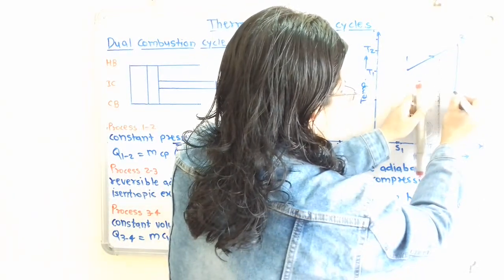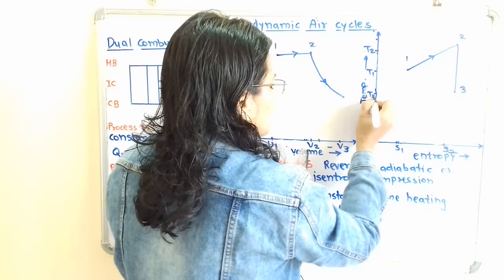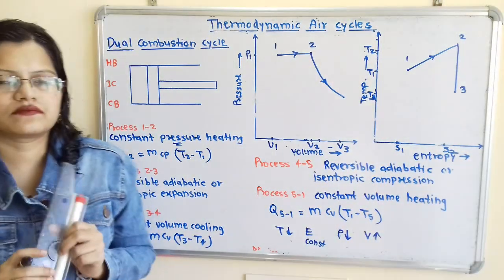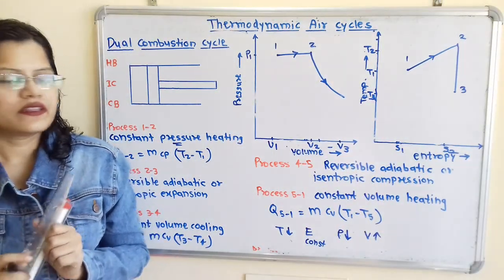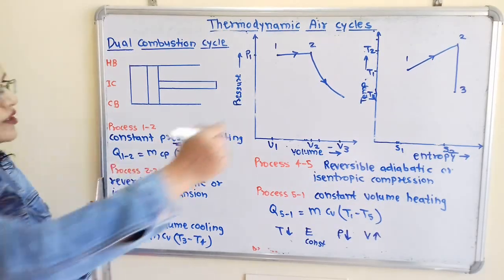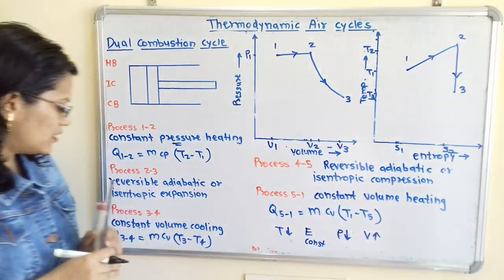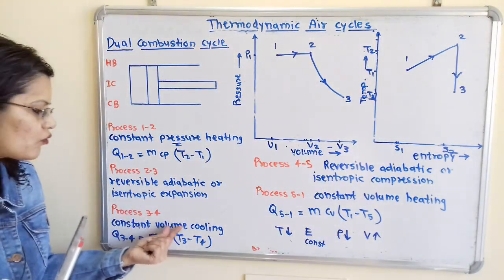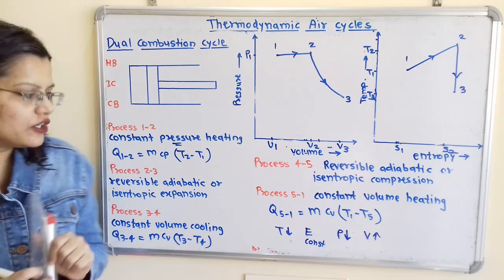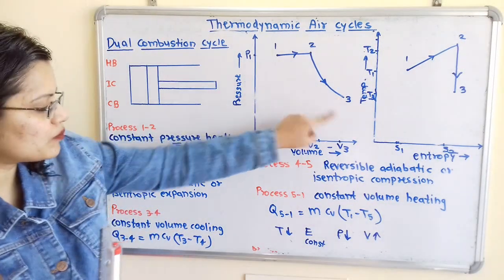Here will be point 3, that is temperature T3. Now we will move for the next process. So we will show arrow also here. Next process is constant volume cooling. So here constant volume, that means we have to show volume constant.